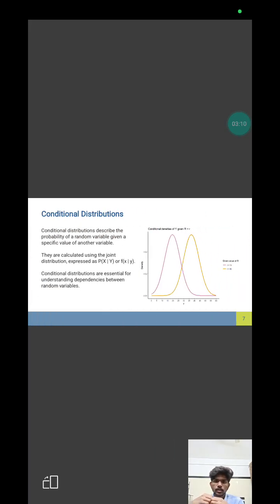Conditional distributions. Conditional distributions describe the probability of a random variable given a specific value of another variable. They are calculated using the joint distribution, expressed as P(X | Y) or f(x | y). Conditional distributions are essential for understanding dependencies between random variables.